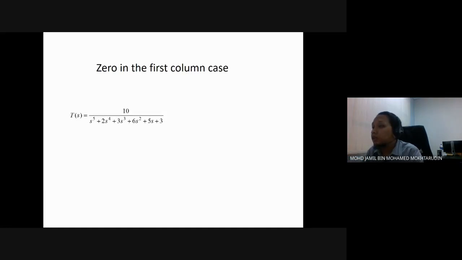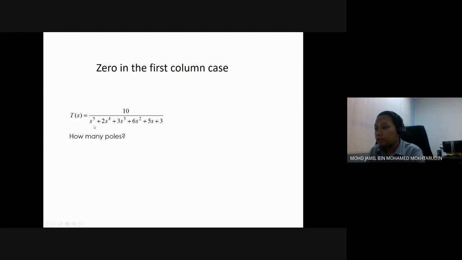Okay, so let's say you are given a transfer function. So T(s) here is a closed loop transfer function. Okay, so you don't need to do the block diagram simplification. So when you are given a transfer function T(s), the first thing is you need to make a Routh Hurwitz table with the highest row as s to the power of 5.